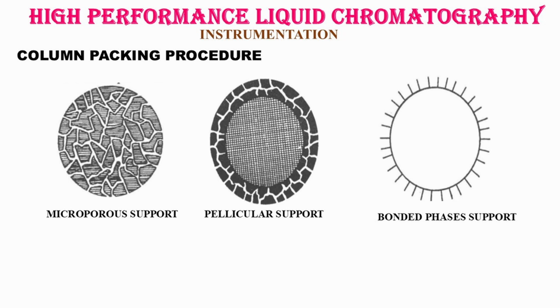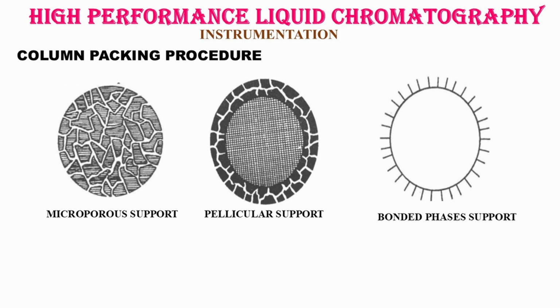The procedure for column packing is as follows. Packing has to be uniform without any cracks or channels for obtaining optimum separation. Rigid solids and hard gels should be packed as densely as possible. Care should be taken not to fracture the particles. Usually, the high pressure slurry technique is used for packing the column.